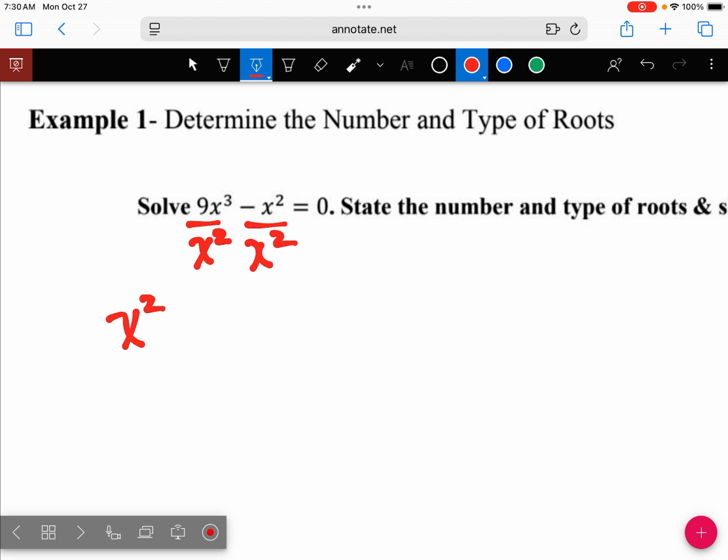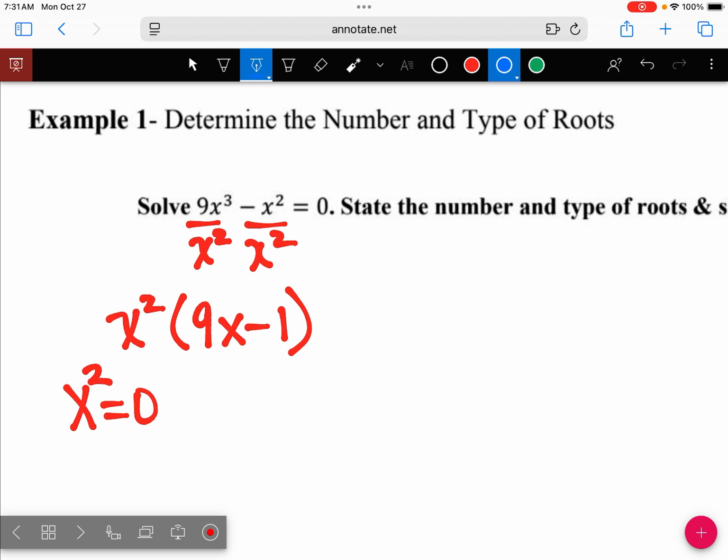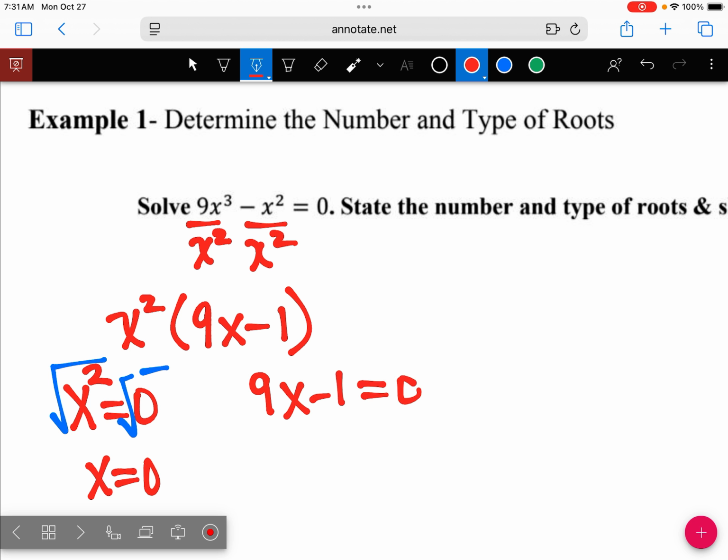When I take out x squared, I'm left with 9x minus 1. So let's set x squared equal to 0. If you take the square root of 0, you get x is 0. So that's my first solution. And then if I take the 9x minus 1 and set that equal to 0, go ahead and solve it.